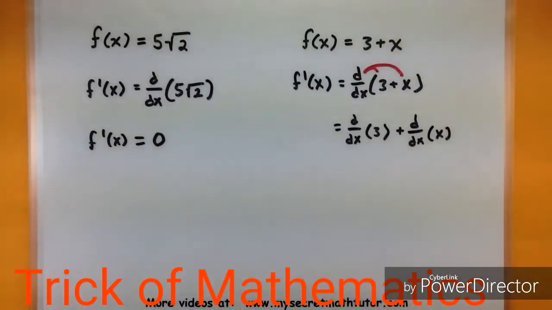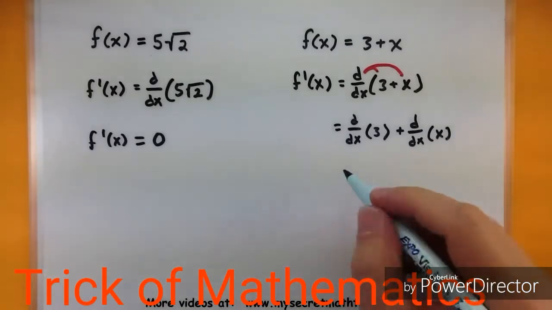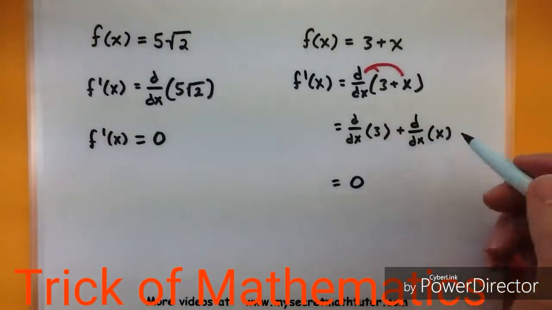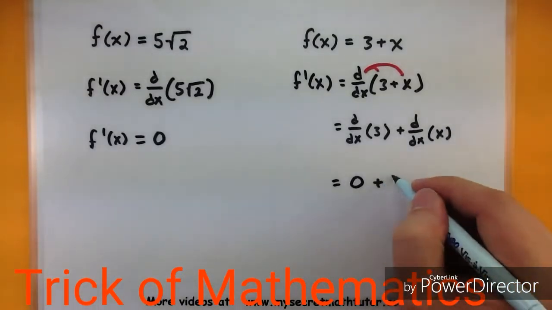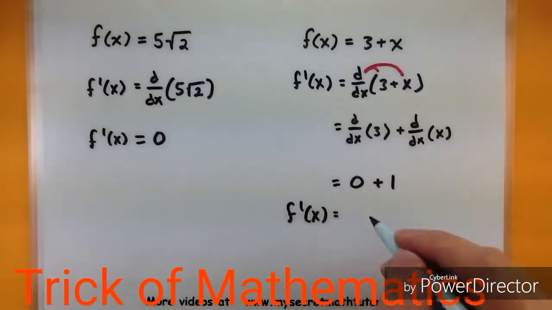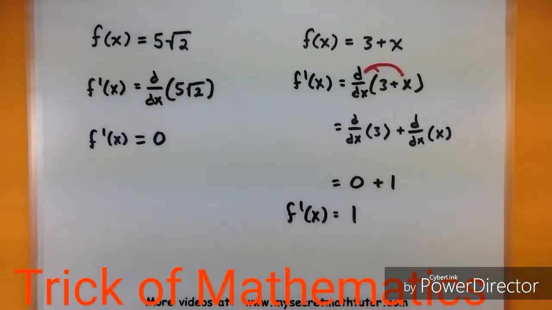Well, again, there's 2 more derivatives that come right off of our basic rule sheet. The derivative of a constant would simply be 0, and the derivative of a single x would be 1. So I could simplify all of this and say, what is the derivative of f? Well, it's simply 1. Alright, not too bad. Let's look at a few more.